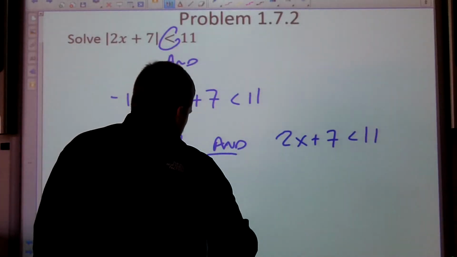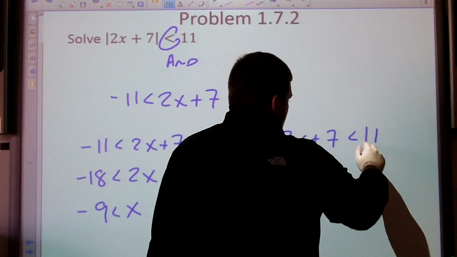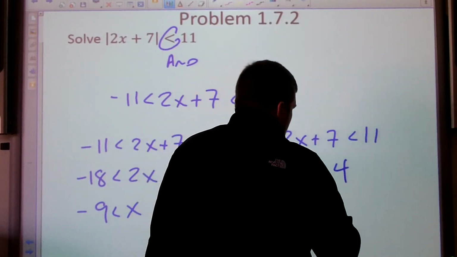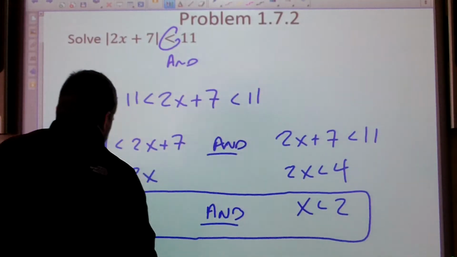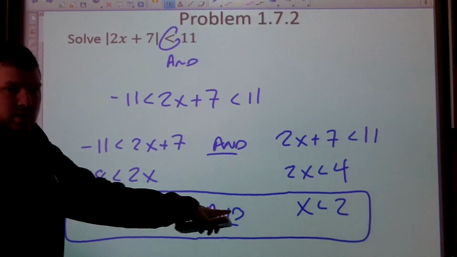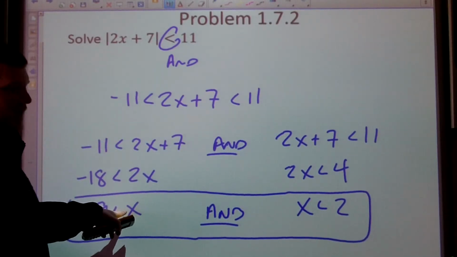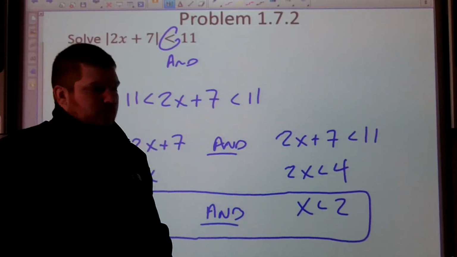Okay? And just bring that down. Then 2x plus 7 less than 11. Subtract 7 from both sides. So we have 2x is less than 4. Divide by 2. x is less than 2. So this is our answer. If you're not sure, you can plug in both values. Plug in a value that's bigger than negative 9, so maybe negative 8. Plug in a value less than 2. There you go. Okay.